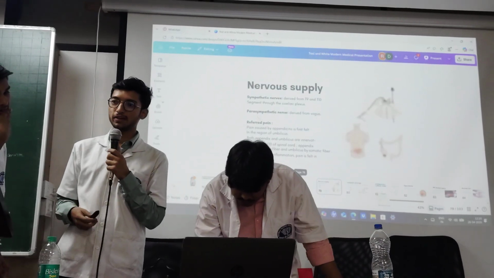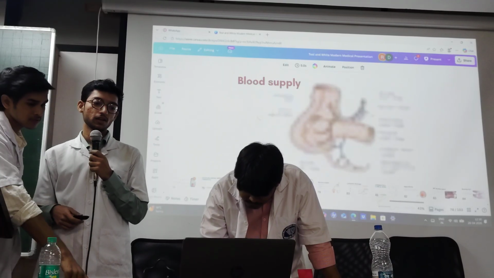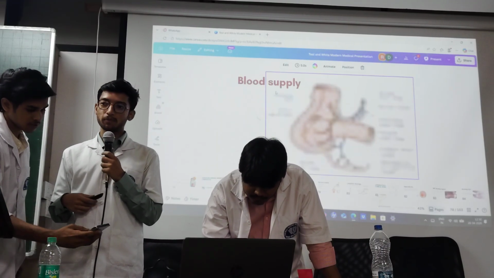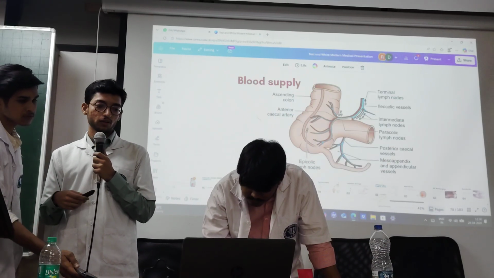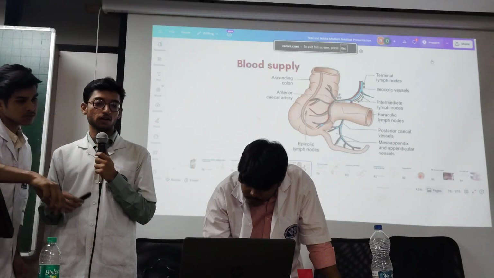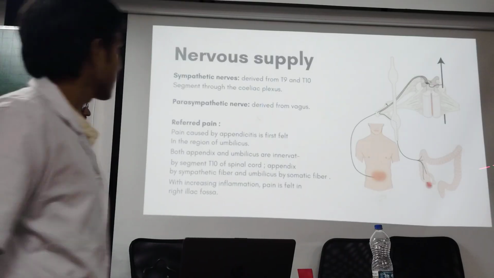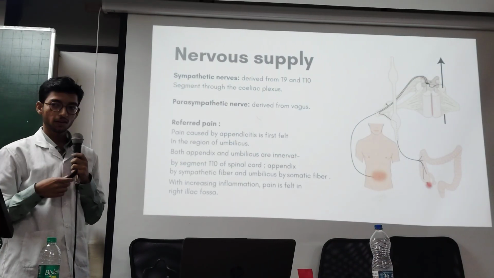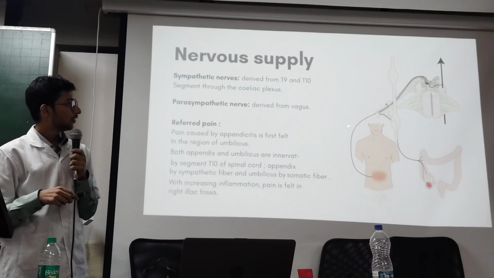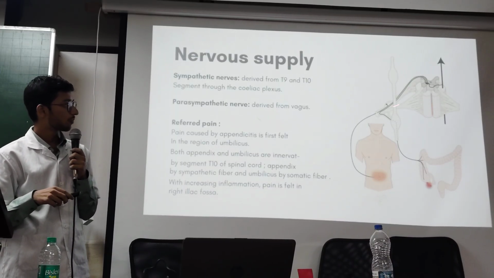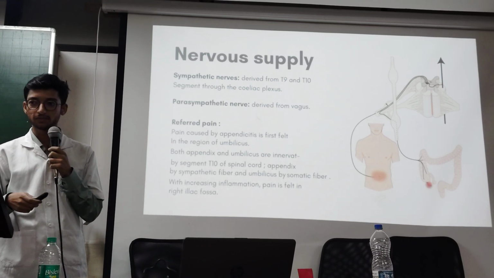We have to discuss both sympathetic supply and parasympathetic supply. The sympathetic supply of the appendix is from the T9 and T10 segments of the spinal cord through the celiac plexus, and the parasympathetic supply is from the vagus. The important point to note here is that in appendicitis, pain is first felt in the region around the umbilicus, and with increased inflammation, it shifts to the right iliac fossa, because the T10 segment of the spinal cord supplies both the region around the umbilicus as well as the appendix. It is called referred pain.